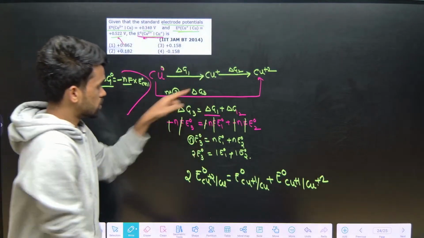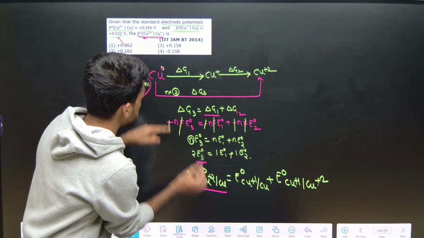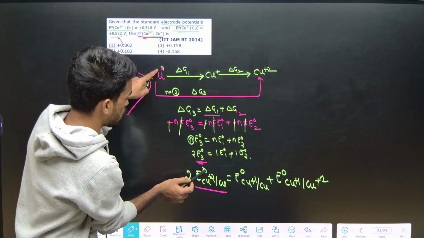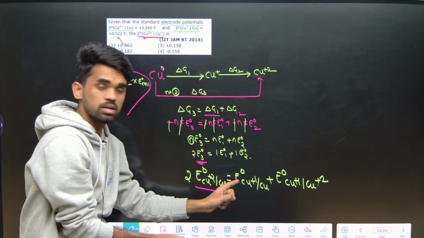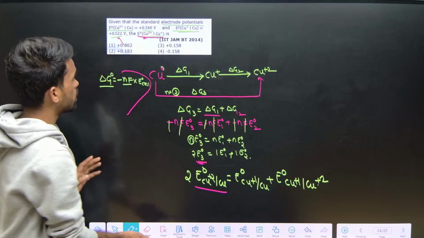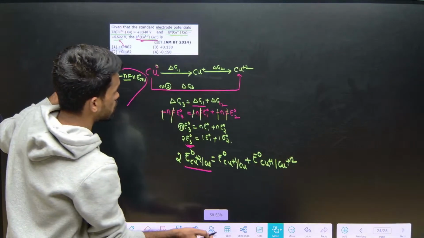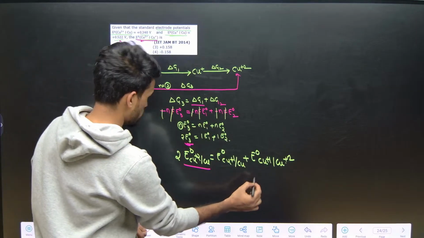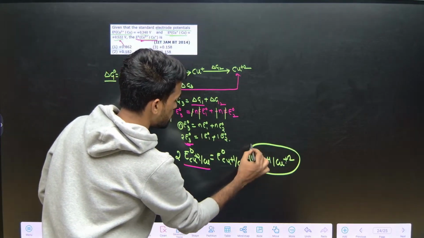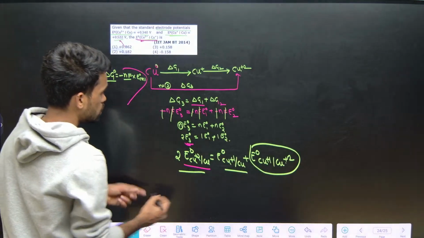So see why I have written like this. E3 is nothing but this process. What is that? E naught of Cu0 is converting into Cu plus 2, that is the value I have written here. Okay, now look at the data they have mentioned here. They are asking about Cu plus 2 to Cu plus 1. This data they are asking by mentioning the other two data. Okay, so what can you say?